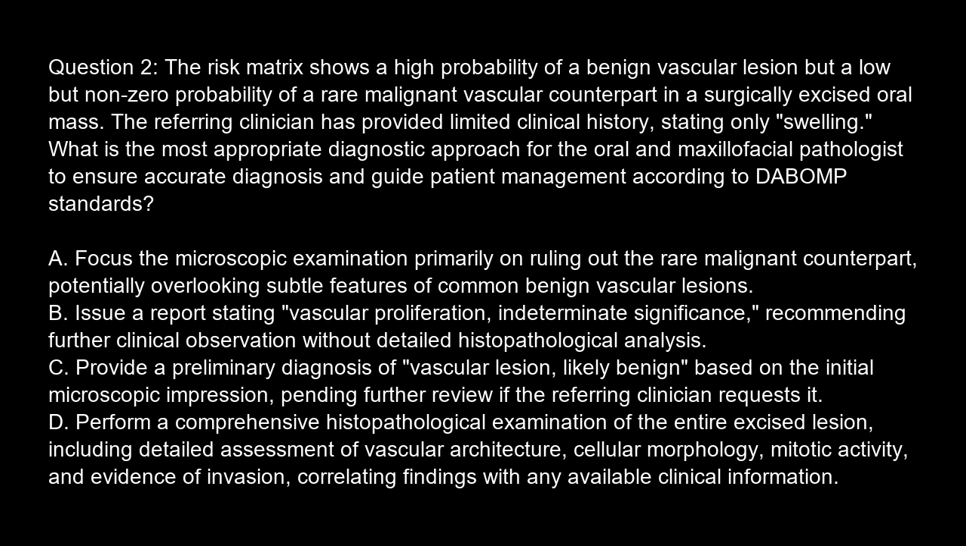Option A. Focus the microscopic examination primarily on ruling out the rare malignant counterpart, potentially overlooking subtle features of common benign vascular lesions. Option B. Issue a report stating vascular proliferation, indeterminate significance, recommending further clinical observation without detailed histopathological analysis. Option C. Provide a preliminary diagnosis of vascular lesion, likely benign based on the initial microscopic impression, pending further review if the referring clinician requests it.